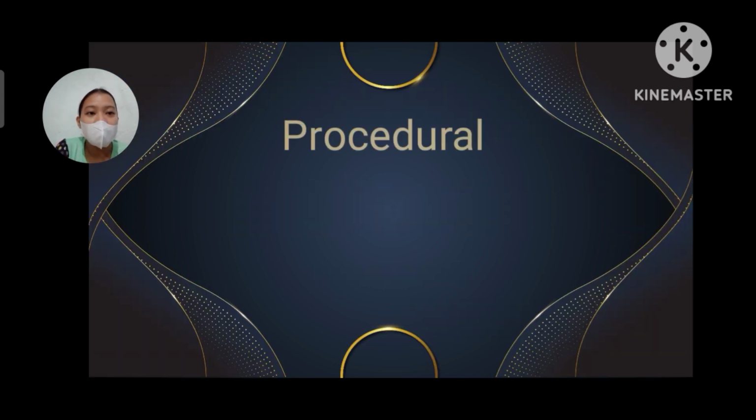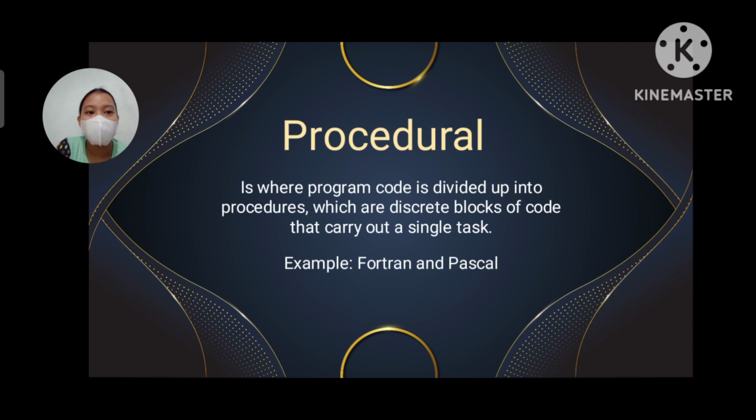Second to discuss is the procedural. Procedural is where program code is divided up into procedures. Specifically, it is divided through procedures, which are discrete blocks of code that carry out a single task. In this procedural programming paradigm, the given examples are Fortran and Pascal.